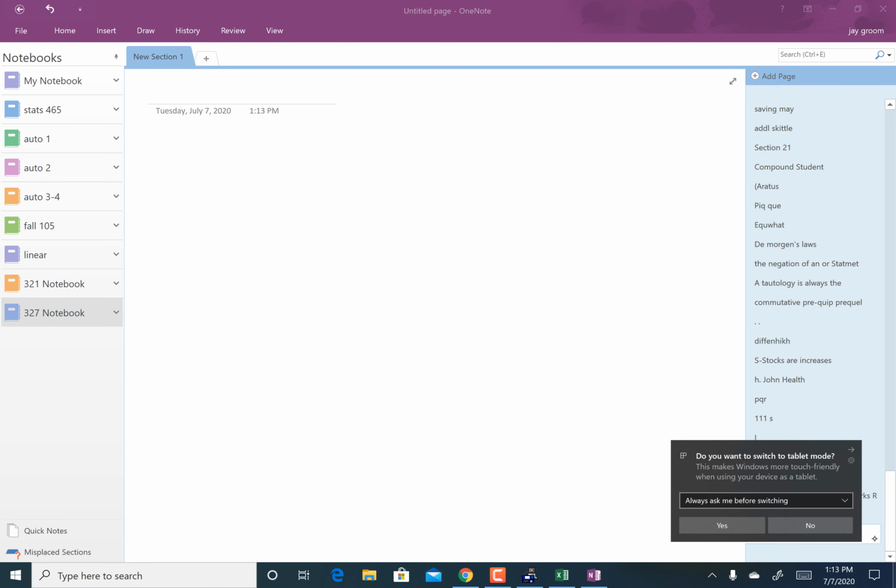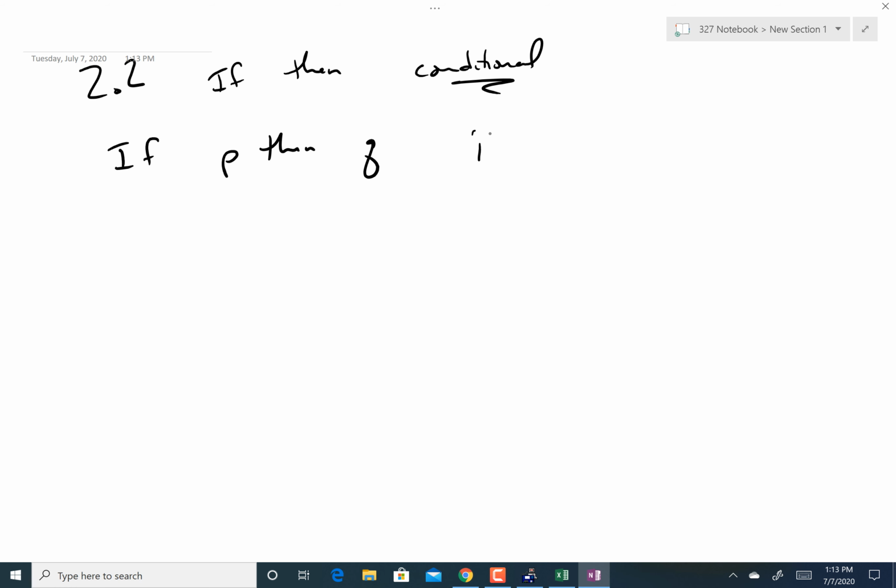Alrighty then. So section 2.2. It's all about if-then statements and conditionals, if you will. Conditional statements. Okay. So we'll do things like this: if P then Q. In other words, P implies Q like this.